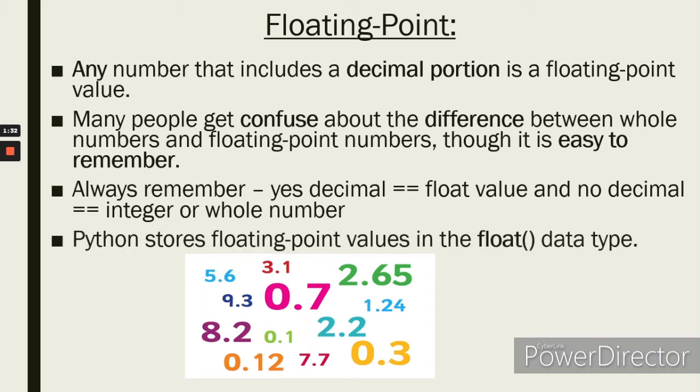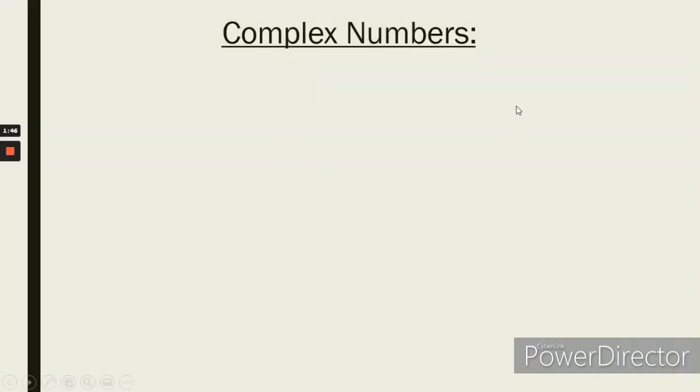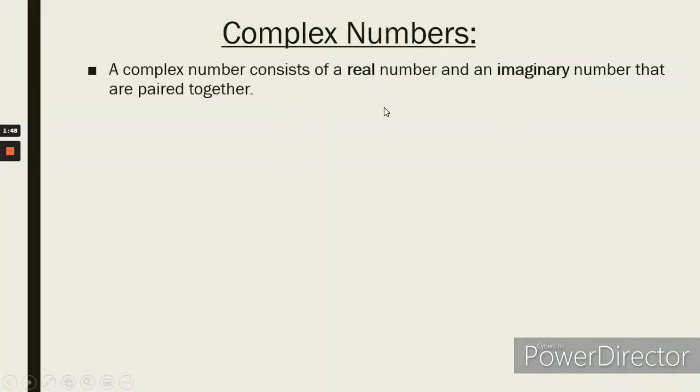Python stores floating point values in the float data type. This is how float looks in Python. We'll also learn in the second part how to use float and integers, and also complex numbers, because they also have a function in programming.